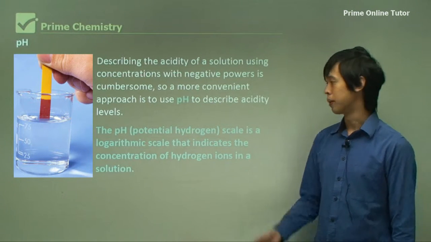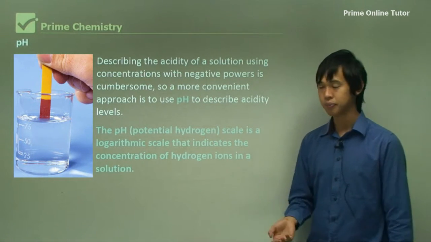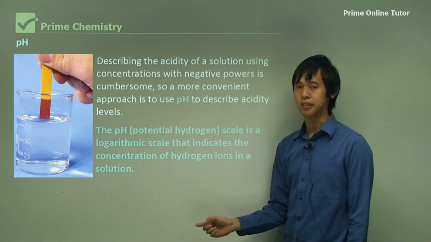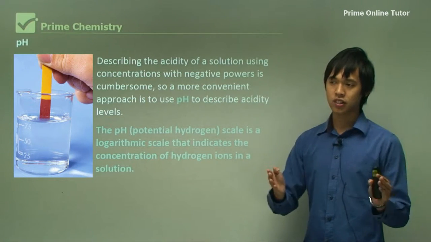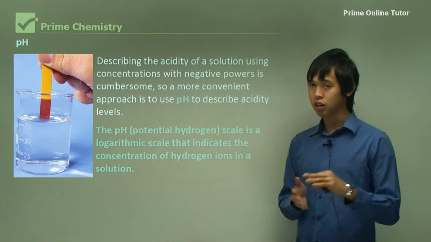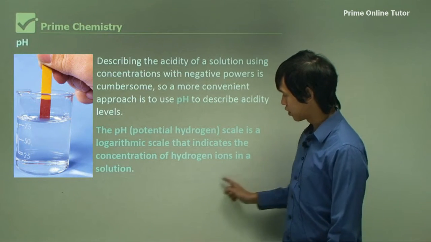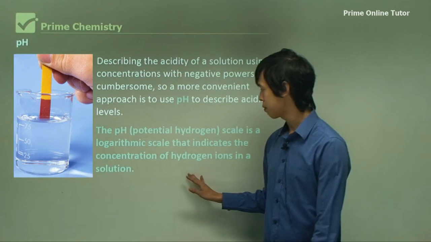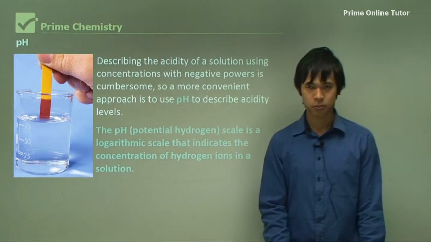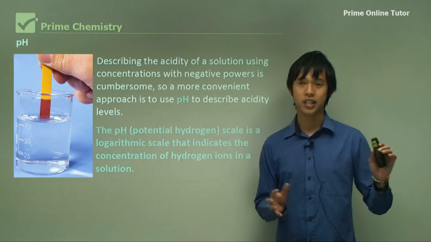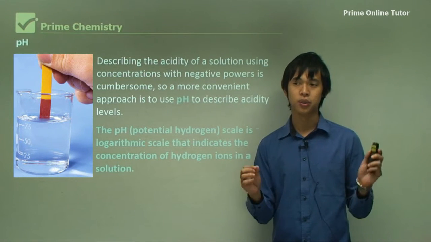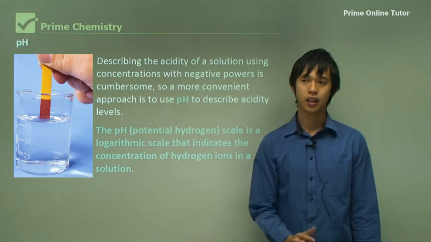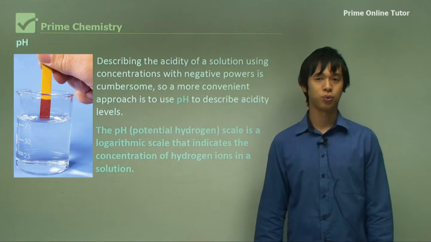So the pH, or potential hydrogen scale, is a logarithmic scale that indicates the concentration of hydrogen ions in a solution. Okay? So pH is a scale that measures, and it's logarithmic, the concentration of hydrogen ions in a solution. Okay? That's all it does. Now, for those who are familiar with logarithms and maths, logarithms are just a way of condensing big or small numbers into kind of more usable forms. Okay? So if you can manipulate logarithms from mathematics, you will have no problem with this section.